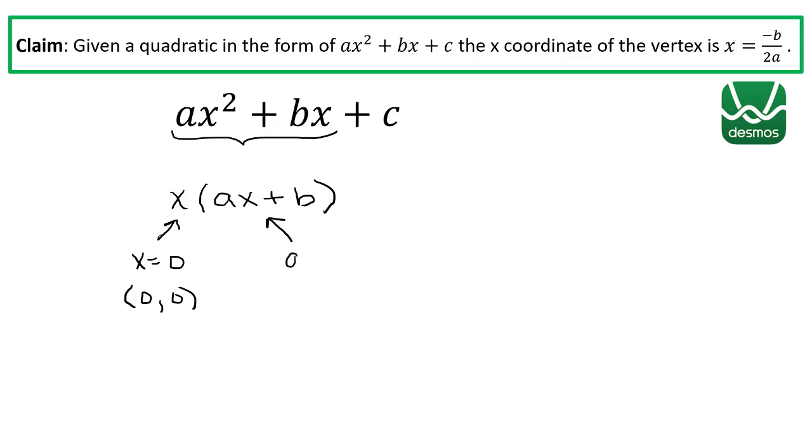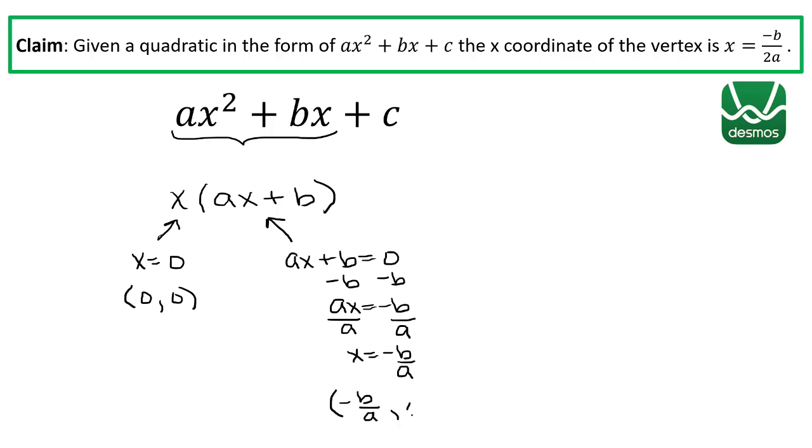Looking at this factor and thinking about when it equals 0, I can solve to show that when x is negative b over a, we have an x-intercept at negative b over a, 0. Well, consider a parabola with an x-intercept here and an x-intercept here.